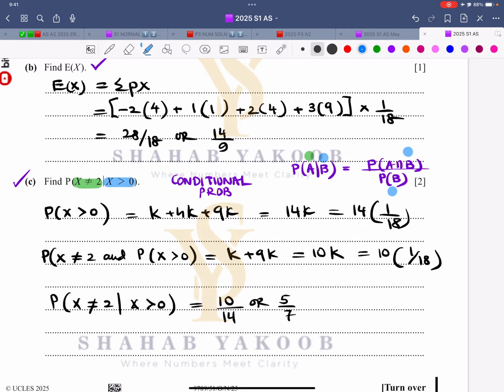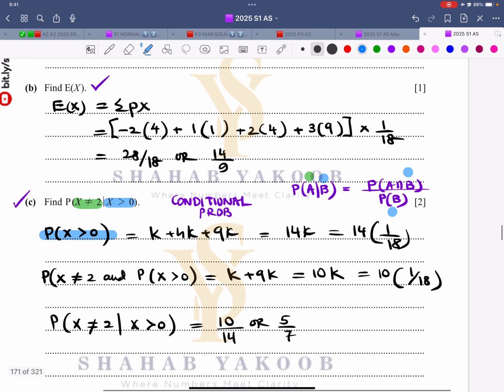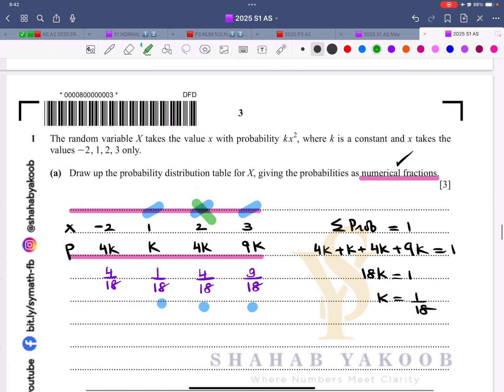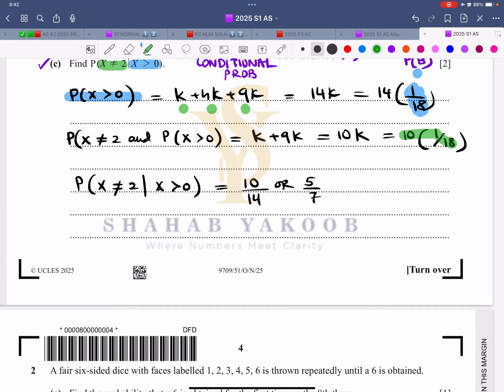Now let's first look at this blue one, probability x is greater than 0. Greater than 0 would be this and this and this. So this is 1 plus 4 plus 3 plus 9, that is 14 over 18. That is this answer, 14 over 18. Now out of this, there are three things, this one, this one, this one. But x does not equal 2, so we don't want this one. We only want this and this. That is 1 over 18 plus 9 over 18, which comes out to be 10 over 18.